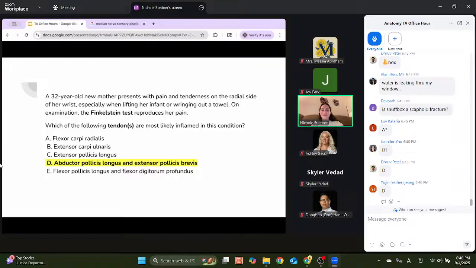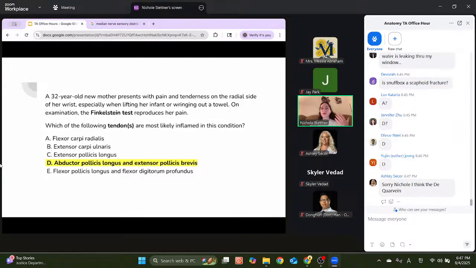Okay. So the Finkelstein test is for de Quervain's tenosynovitis. That is when they'll come in, very similar to carpal tunnel, even though they're not related except for the activities that may cause it. They also call it new mom's thumb because parents or people who do that type of lifting, from that lifting position of lifting babies all the time.